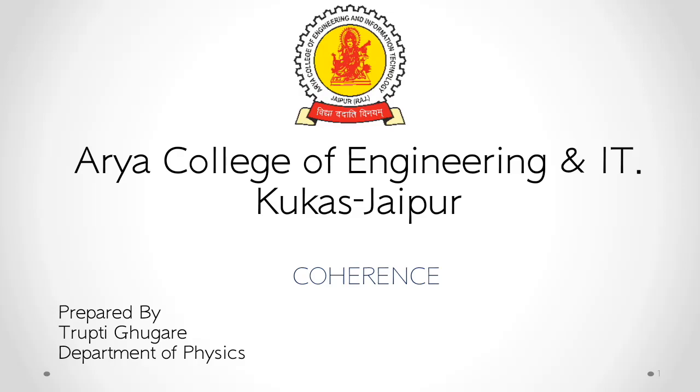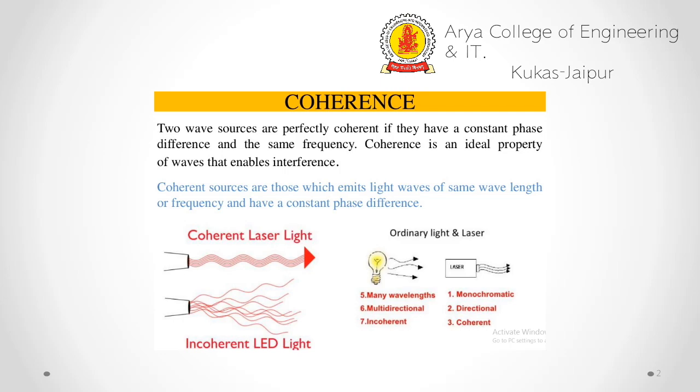Hello everyone. Today we are going to discuss coherence. Two wave sources are perfectly coherent if they have a constant phase difference and the same frequency. Coherence is an ideal property of waves that enables interference.